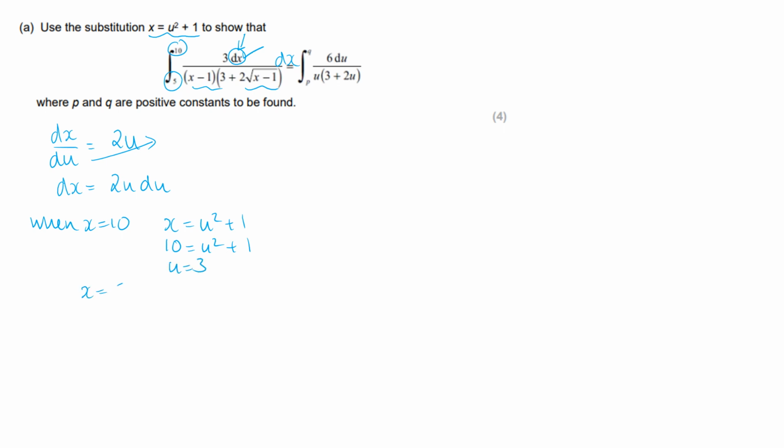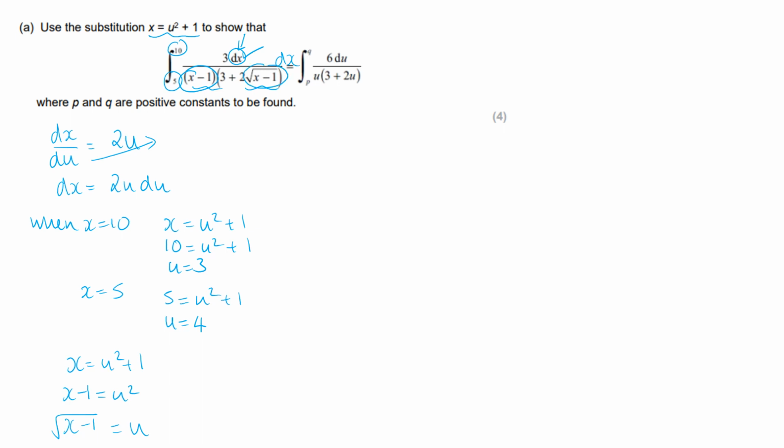When x is equal to 5, 5 would equal u squared plus 1. Take the plus 1 over again. 4 is equal to u squared, so u is equal to 4. Now, the substitution is that x is equal to u squared plus 1. So x minus 1 is equal to u squared, and x minus 1 square rooted is equal to u. So this part here is going to equal u.